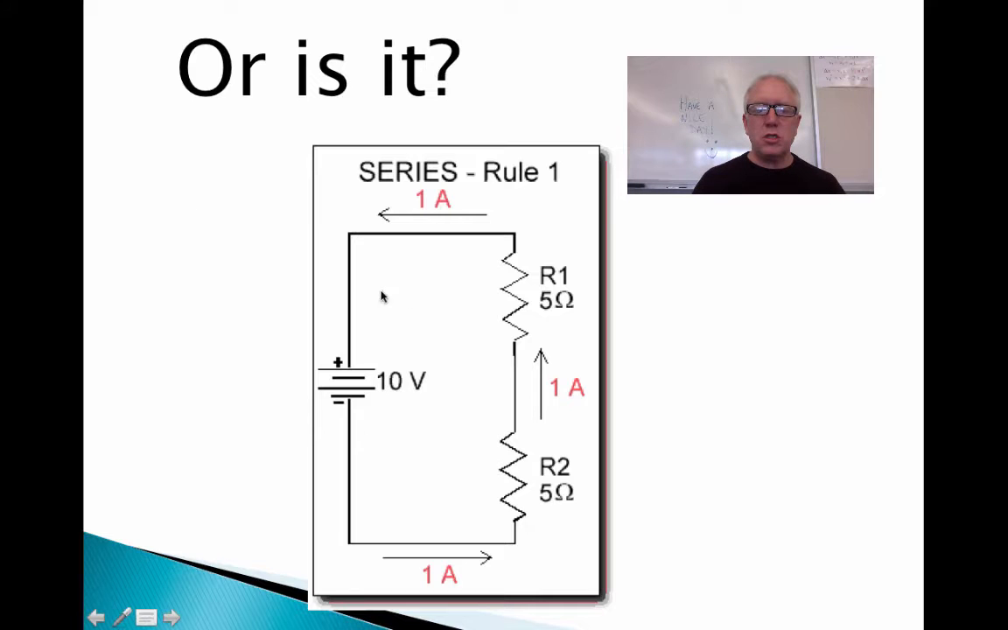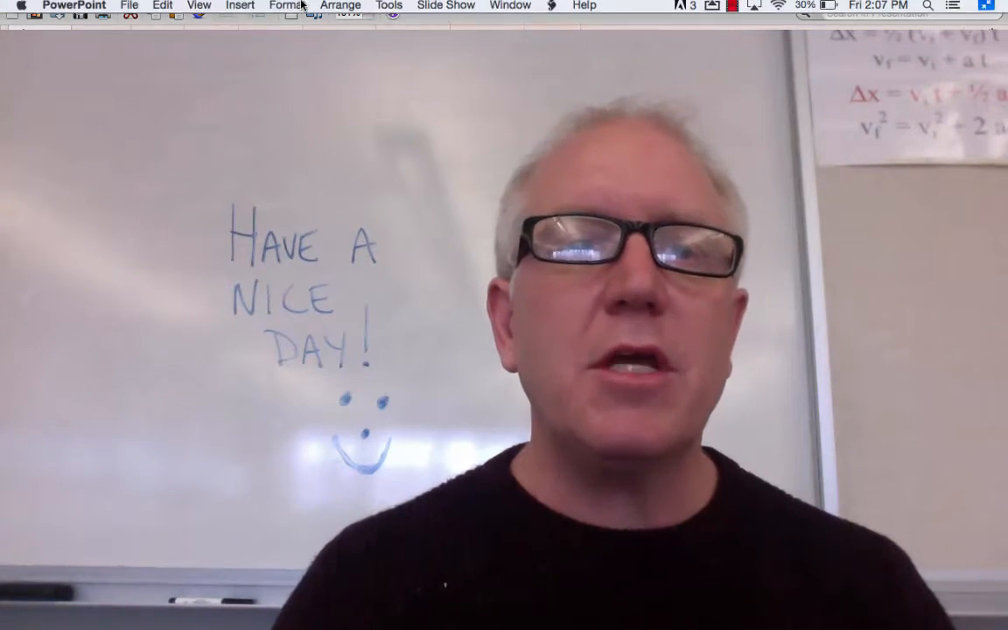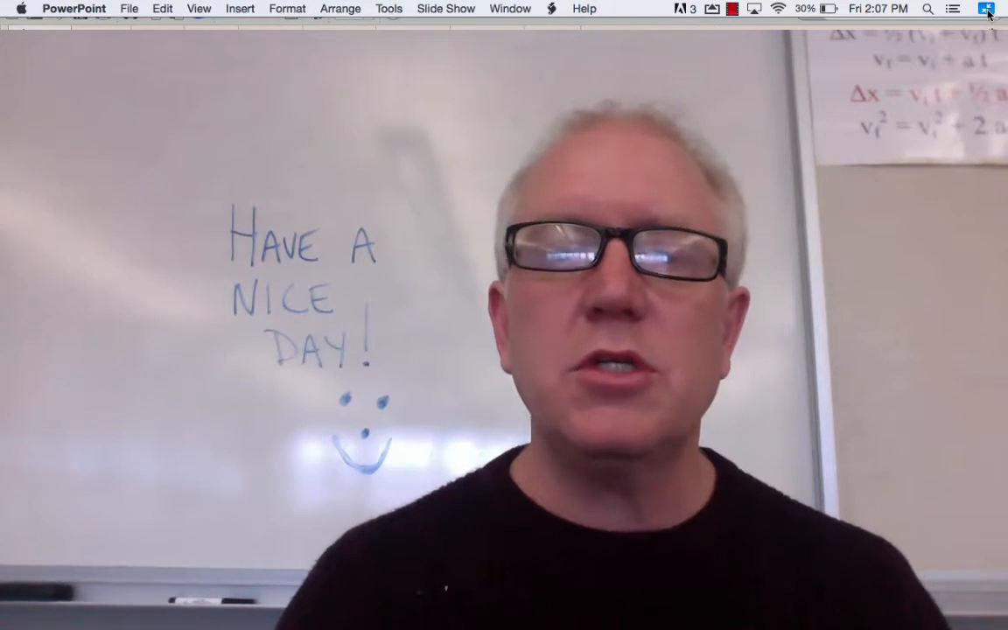All right, so here you see some different resistors. So the total resistance here would be, you can see there's different resistances for each resistor. Each one's going to have a different voltage, but the current stays constant all the way through. Okay, that's about it for series circuits.